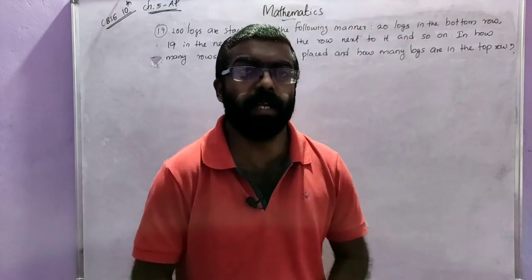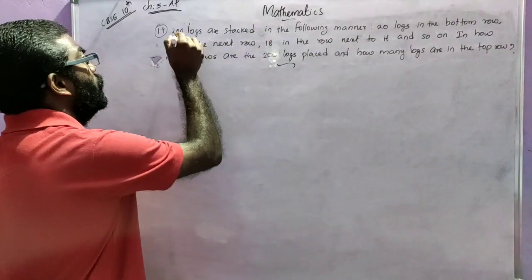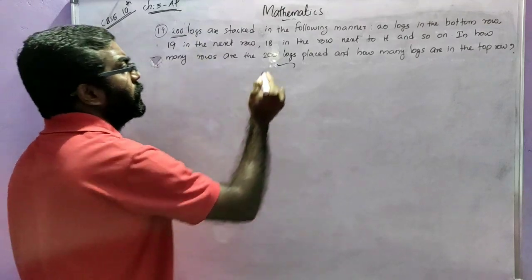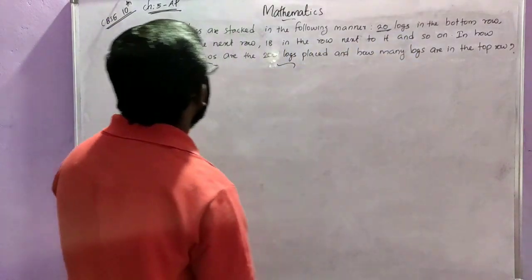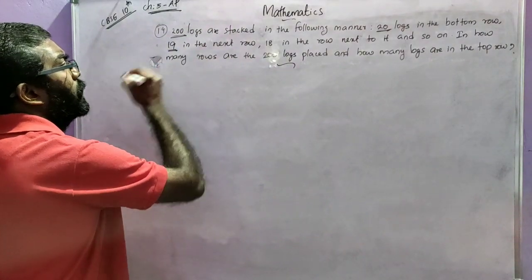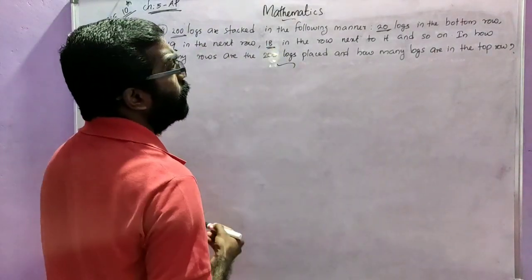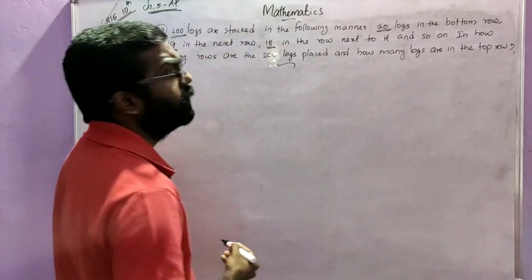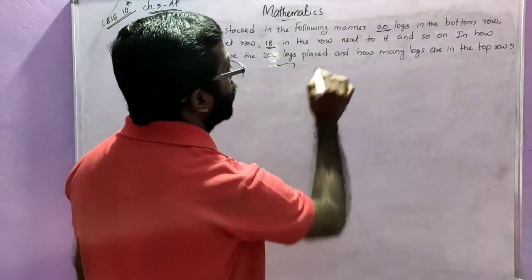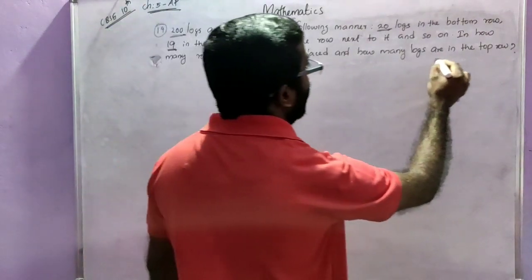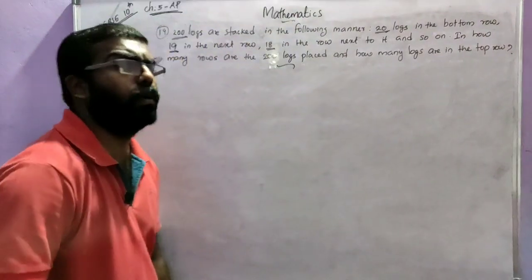Now we move on to question number 19. 200 logs are stacked in the following manner. 20 logs in the bottom row, 19 in the next row, 18 in the row next to it, and so on. In how many rows are the 200 logs placed and how many logs are in the top row?